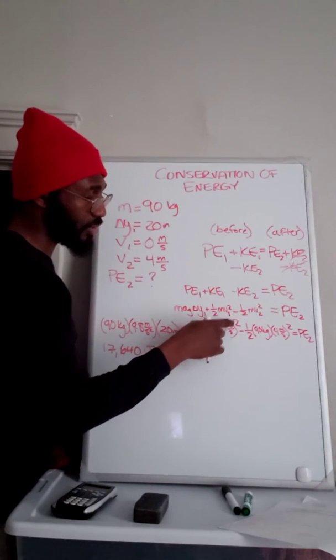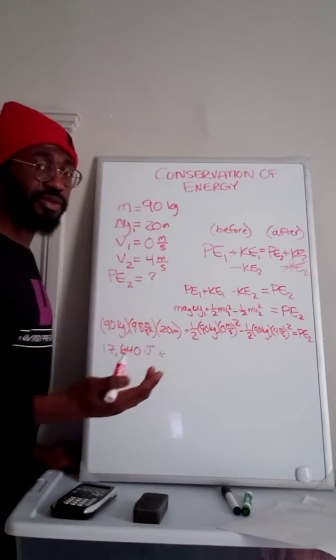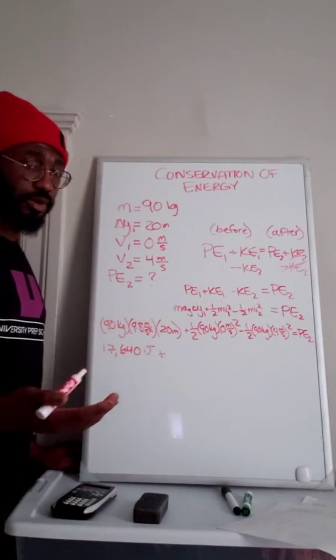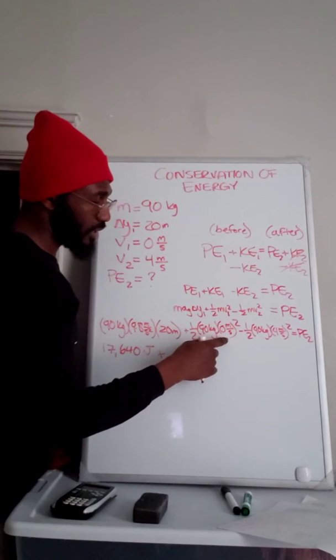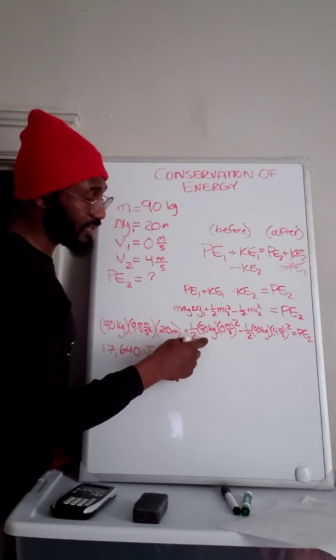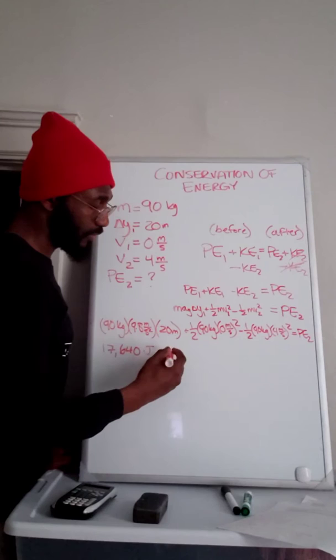And then times 0 squared. So we have to square the 0 first, which is still going to be 0 times 0, so 0. And after we square it, it's still 0. 0 times anything is going to be 0. So we can go ahead and write 0 for the next quantity.